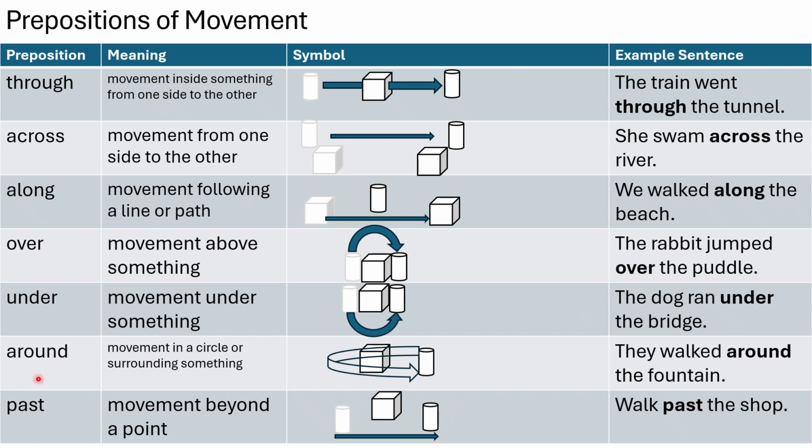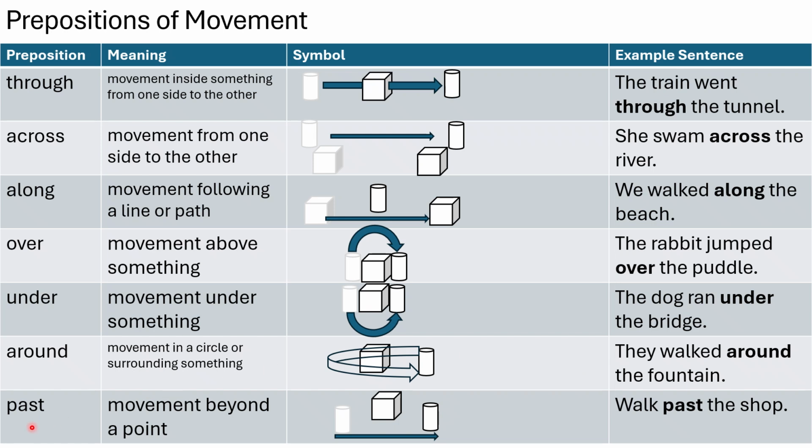The preposition around means movement in a circle or surrounding something. This symbol illustrates the cylinder moving around the box. Listen to the example sentence. They walked around the fountain.